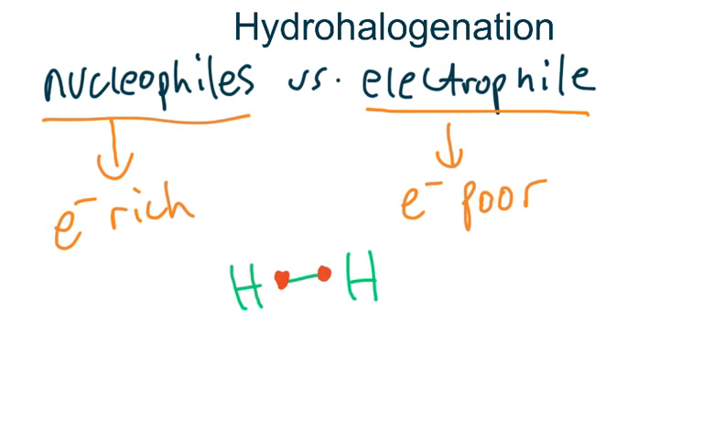So that's important to know before we start talking about hydrohalogenation reactions. Now that we know that, let's dive into our first example. Our first example will look something like this, and we're reacting this with hydrobromic acid, which is a strong acid.